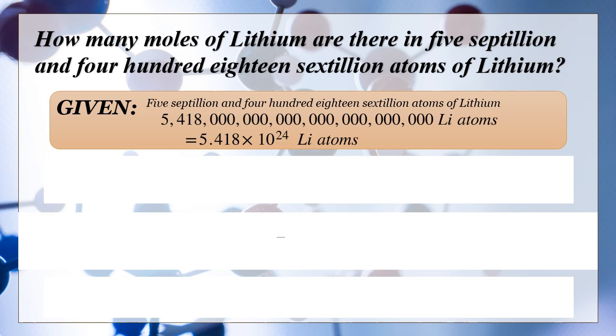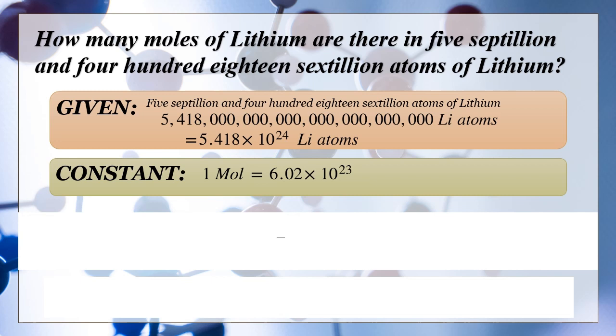When we convert it to decimal form, we have 5418 followed by 21 zeros. Or, since it is a very large number, we must convert it to scientific notation, which is equal to 5.418 times 10 to the 24th power.